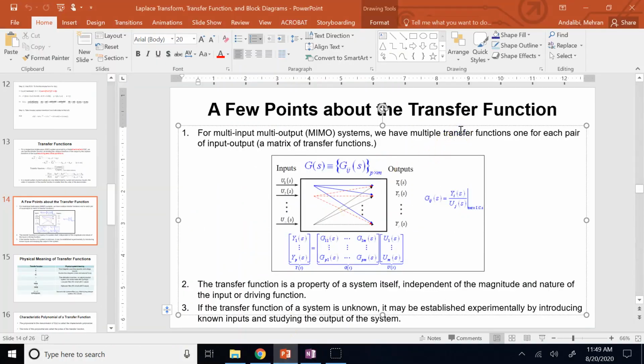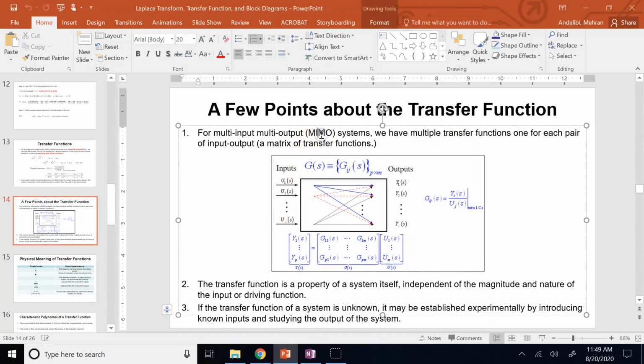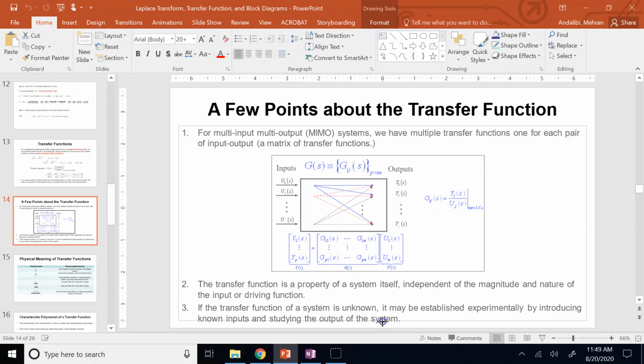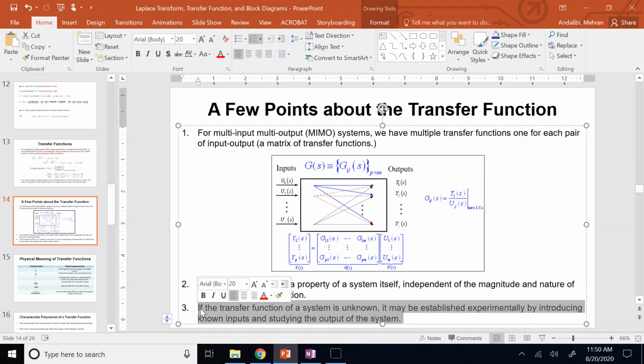Now, in this course, we do not deal with MIMO systems. We only deal with SISO systems, but I might give you an example about how to find different transfer functions of a MIMO system. The other important thing about the transfer function is if the transfer function is unknown, you can find it experimentally.